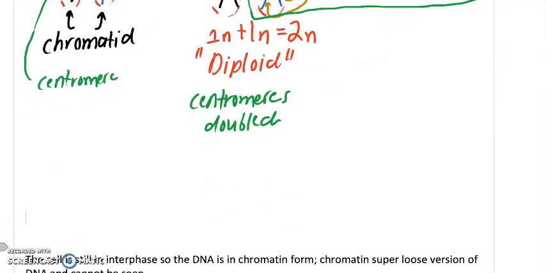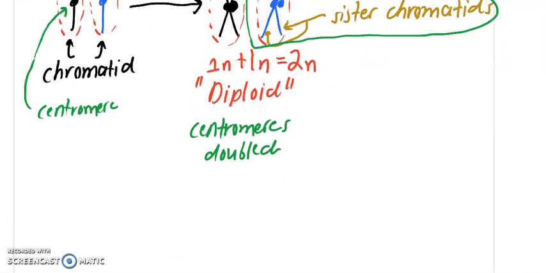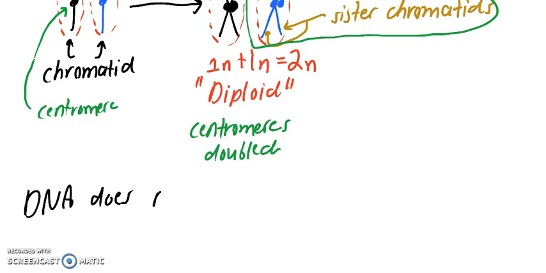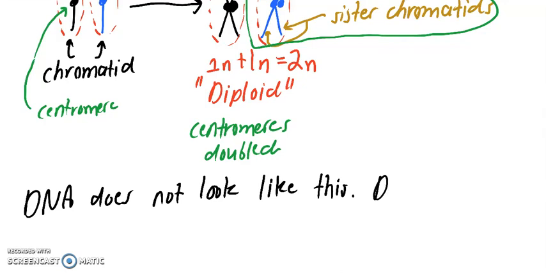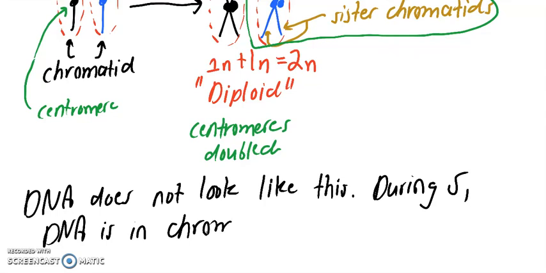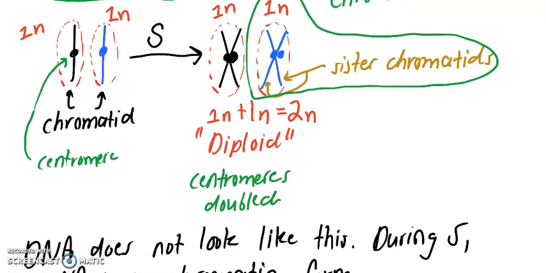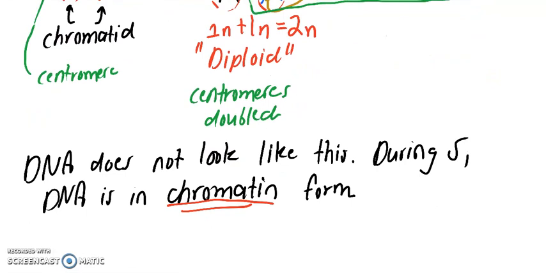Last thing to note, however, is that synthesis is in interphase, and your DNA does not look like this in interphase. During synthesis, during S phase, your DNA is in chromatin form, the loose configuration. We just draw it as chromosomes to illustrate the fact that doubling occurs, but your DNA is in the loose configuration during synthesis.